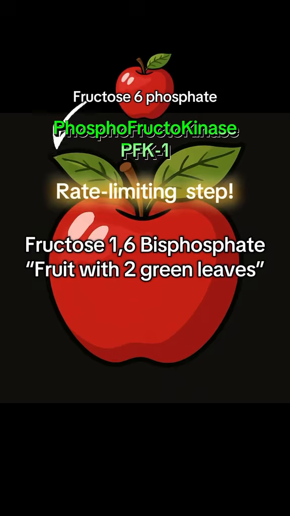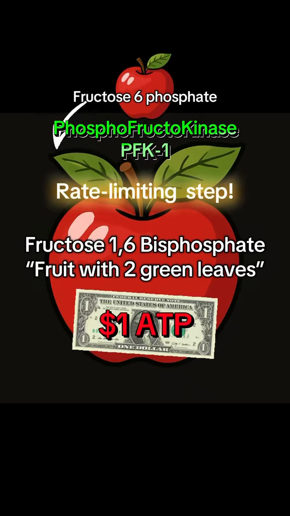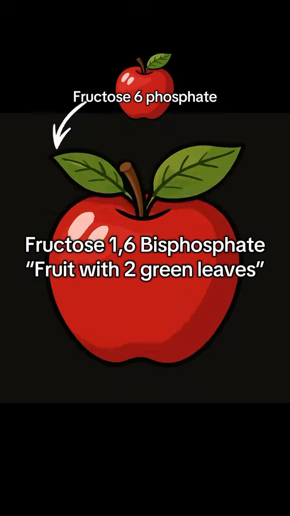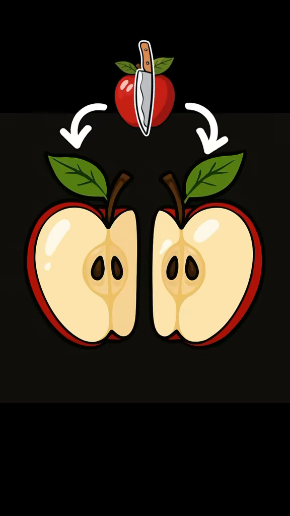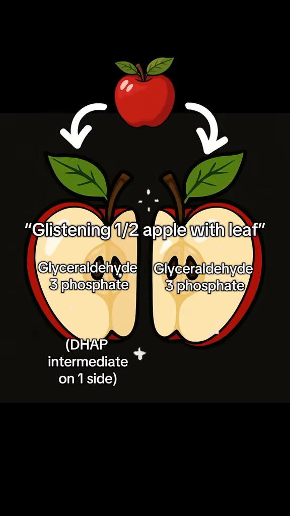Now let's add another leaf to this fruit. Phosphorylating the fruit uses phosphofructokinase, costing you another $1 in the process, or 1 ATP. Now you have a whole apple with 2 leaves, fructose 1,6-bisphosphate. Now this whole apple with 2 leaves needs to be cut directly in half. When dividing it in 2, you see a glistening half apple with 1 leaf on each side.